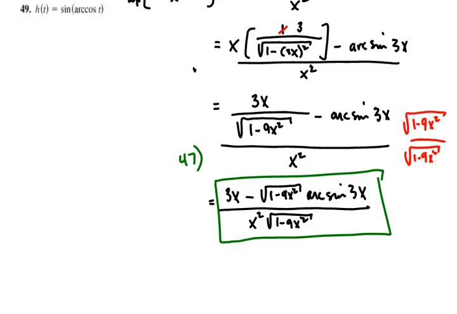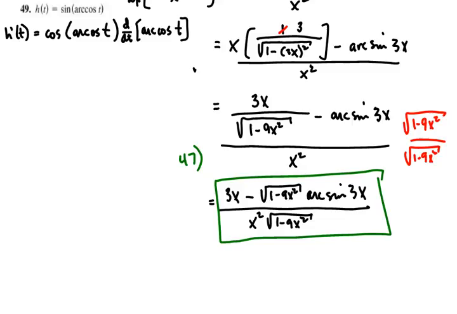And with this particular one, we have a function composition here where the outside function is sine and the inside function is the arc cosine of t. So for the derivative, we'll take the derivative of the outside. Derivative of sine is just cosine. We'll leave the inside part alone, then times the derivative of the inside function.